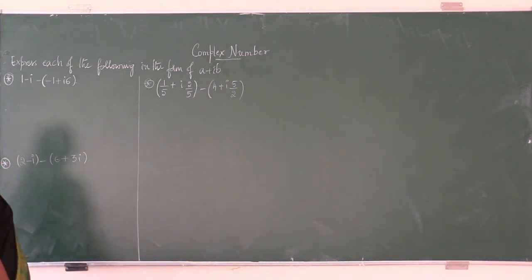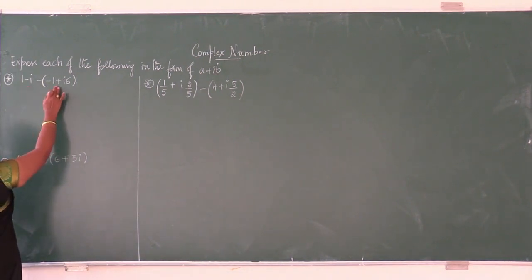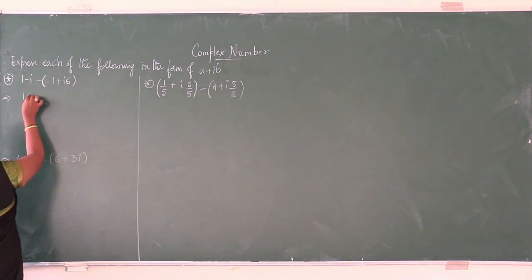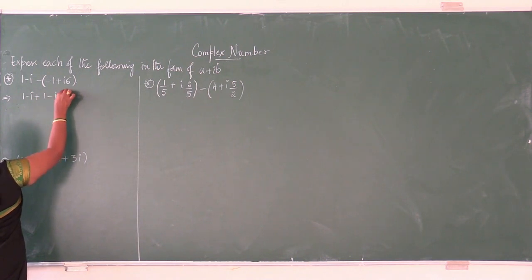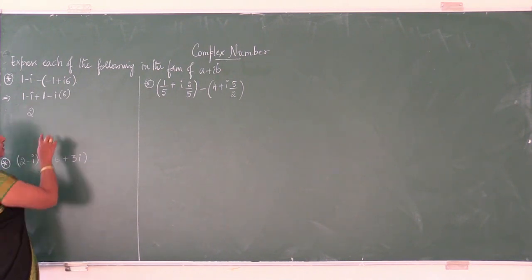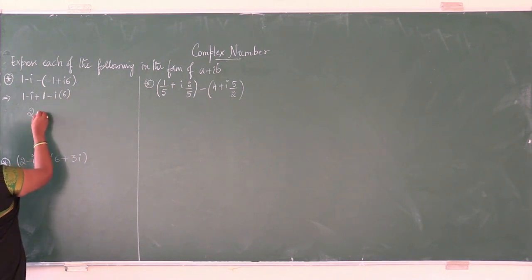Express each of the following in the form of a plus i into b. Given 1 minus i minus of minus 1 plus i into 6. This can be written as 1 minus i plus 1 minus 6i. These two are real numbers. So, what does 1 plus 1 sum up to? 2. What is the coefficient of i here? Minus 1. What is the coefficient of i here? Minus 6. Minus 1 minus 6 will be minus 7 into i.